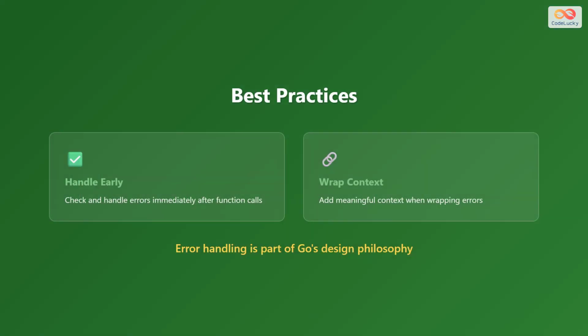Here are some best practices for error handling in Go. First, handle early. Check and handle errors immediately after function calls. This prevents errors from propagating and potentially causing more significant problems later on. Second, wrap context. Add meaningful context when wrapping errors. This helps with debugging and provides more information about the cause of the error. Error handling is part of Go's design philosophy.